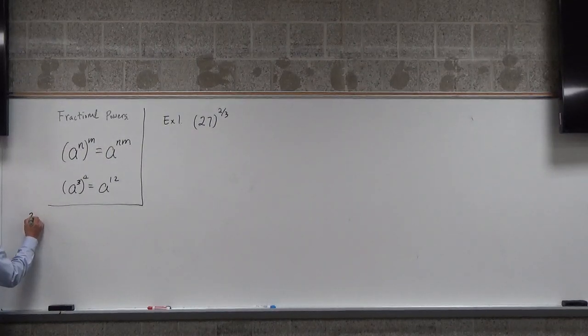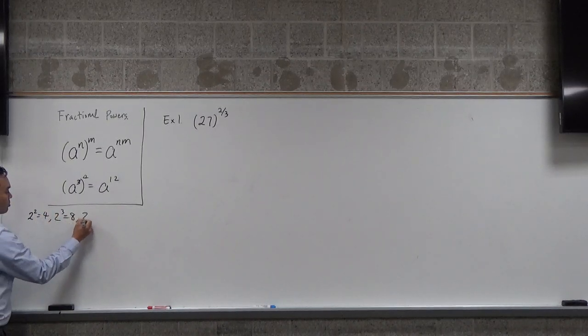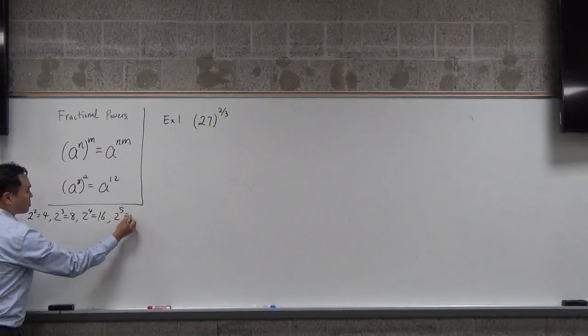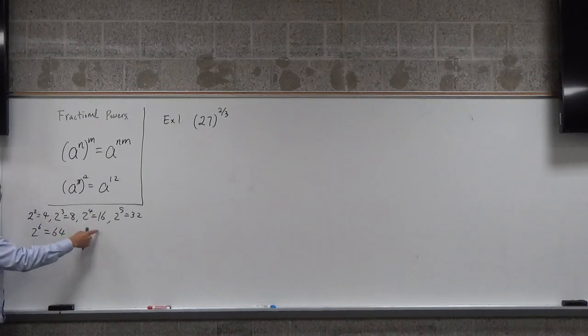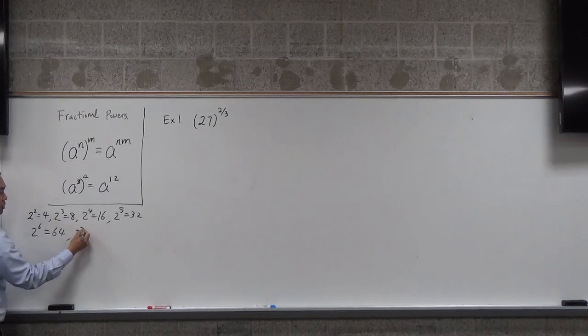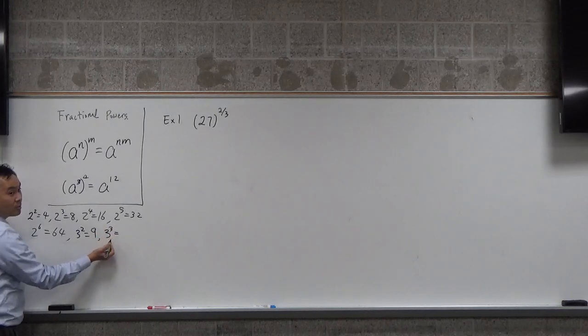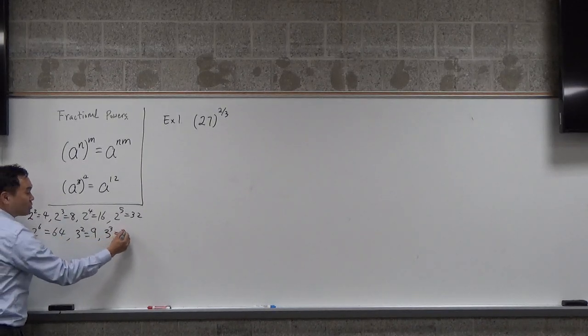So it's like 2 squared equals 4, 2 to the third is 8, 2 to the fourth is 16, 2 to the fifth is 32, 2 to the sixth is 64. Those are the powers of 2, and you should really memorize up to 2 to the 10th power. How about 3? 3 squared is 9. 3 cubed is 27, because 3 times 3 times 3 is 9 times 3, which is 27, right?